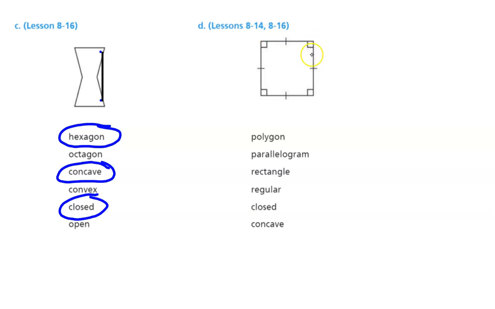And then on the last one, you've got a square. It's already pretty easy to tell that. So we know that this is a polygon because it's a closed shape. We know it's a parallelogram because it's got 2 sets of parallel sides.